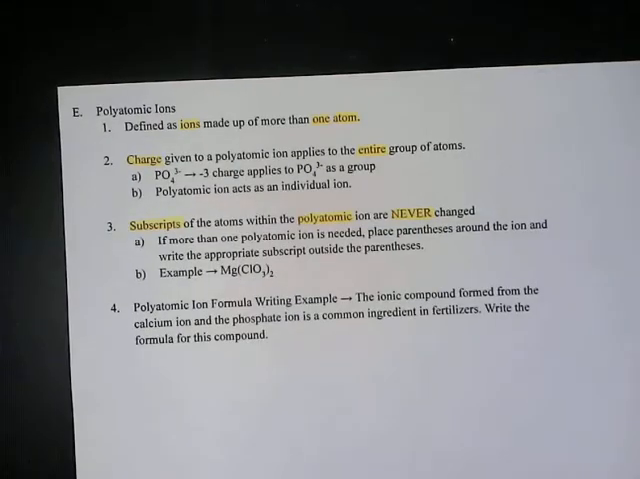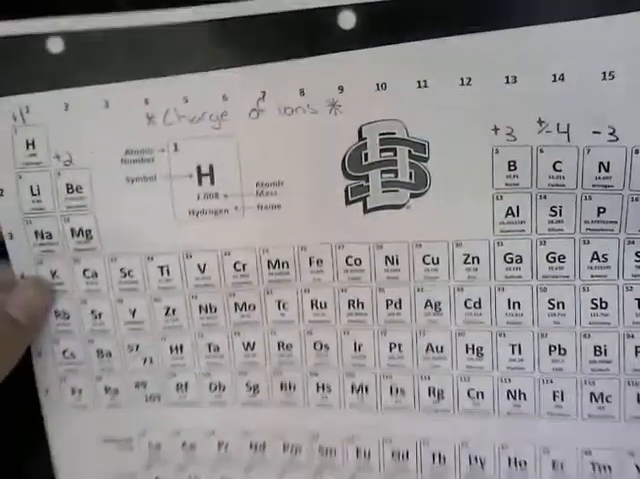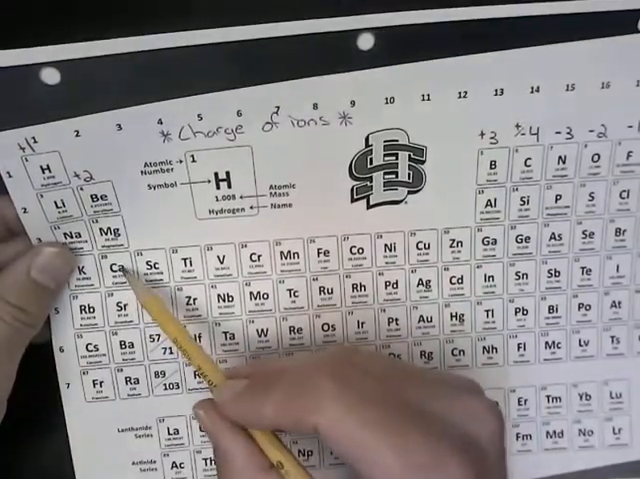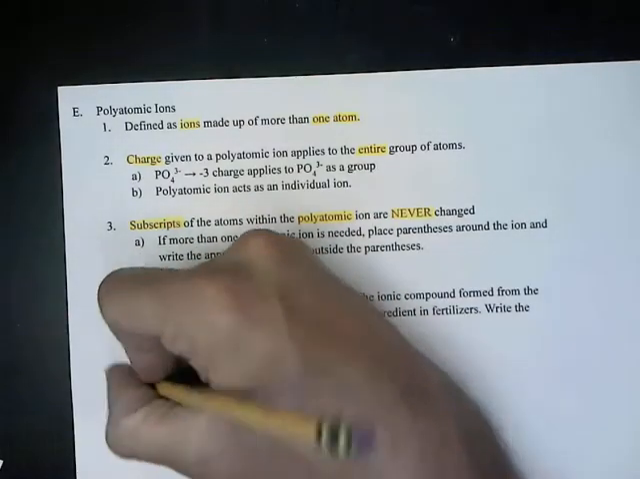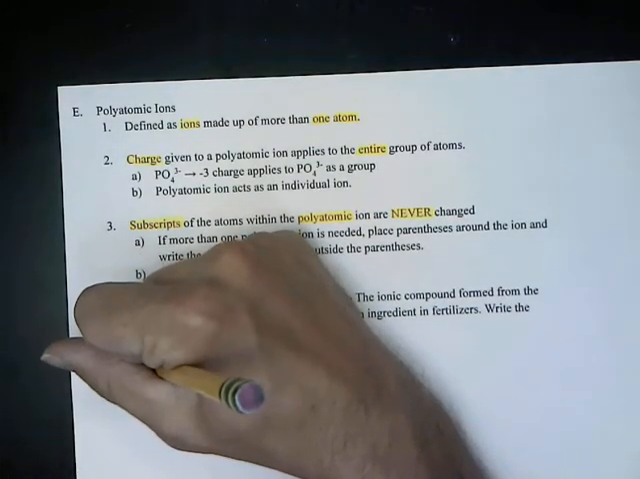So our example here says the ionic compound formed from the calcium ion and the phosphate ion is a common ingredient in fertilizer. We want to write the formula for this compound. The first thing that we're going to do is look up calcium. Now, we should be familiar with the periodic table. That is a single element on the periodic table. So I'm going to do one thing first. I'm going to write down the symbol for calcium, which is Ca. So we get Ca.